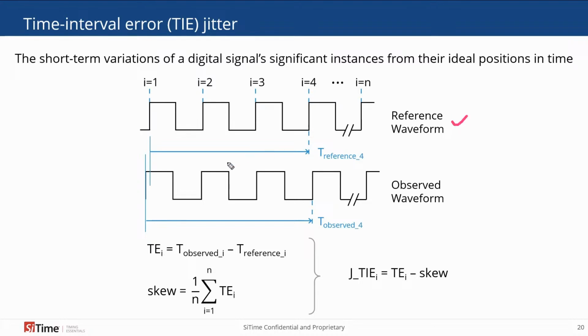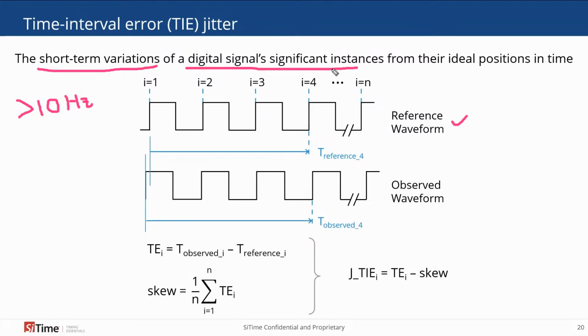So when we're talking about short-term variations, what we mean is greater than 10 Hertz, as defined by the ITU standards. So jitter variations that are less than 10 Hertz, we actually put into a bucket called wander. But greater than 10 Hertz, we're going to call that jitter. That's all that the short-term variation means here.